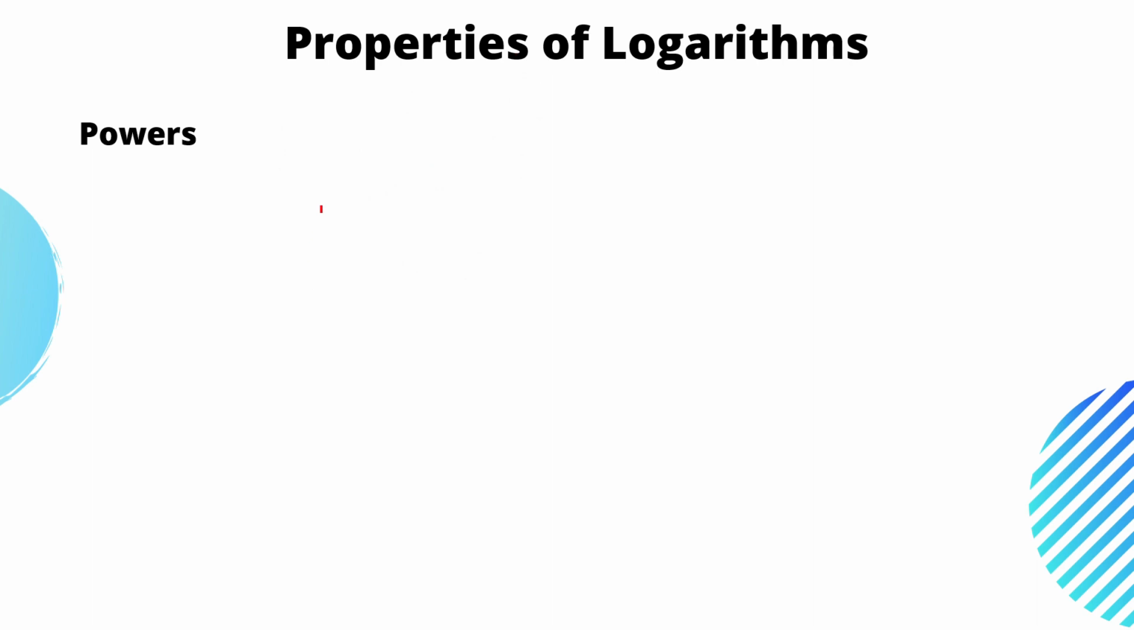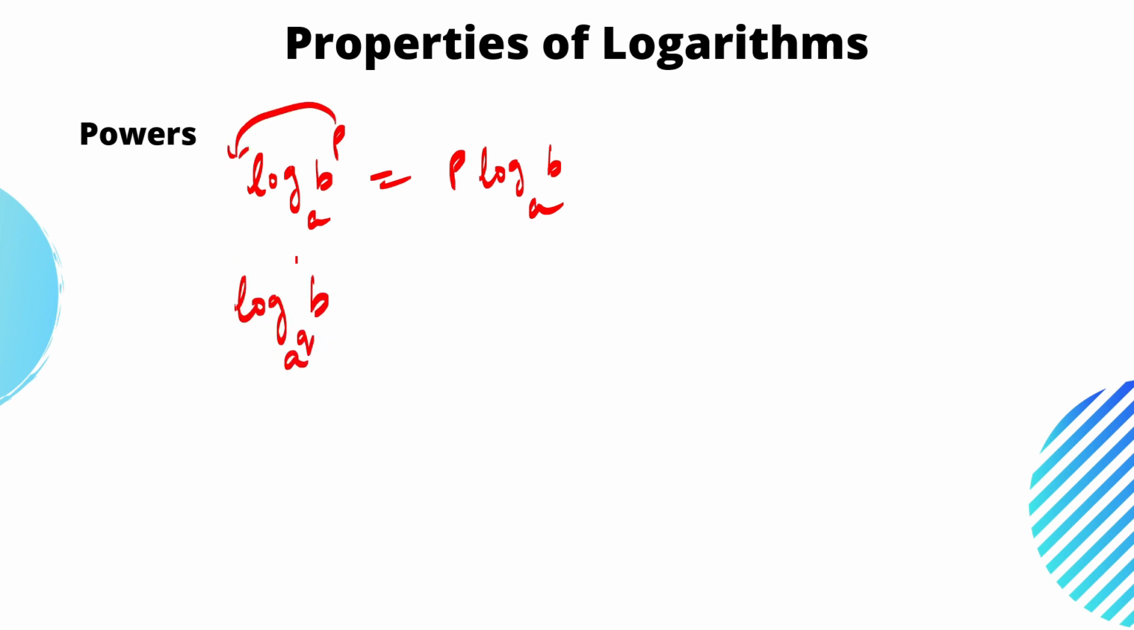When powers are given, let's say log b power p to the base a is equal to p into log b to the base a. P comes to the front side. Then log b to the base a power cube. So in the first case we have power to this value, in the second case we have power to the base. If we have power to this value, then the power directly comes in front. If we have power to the base, then the inverse of the power comes here.